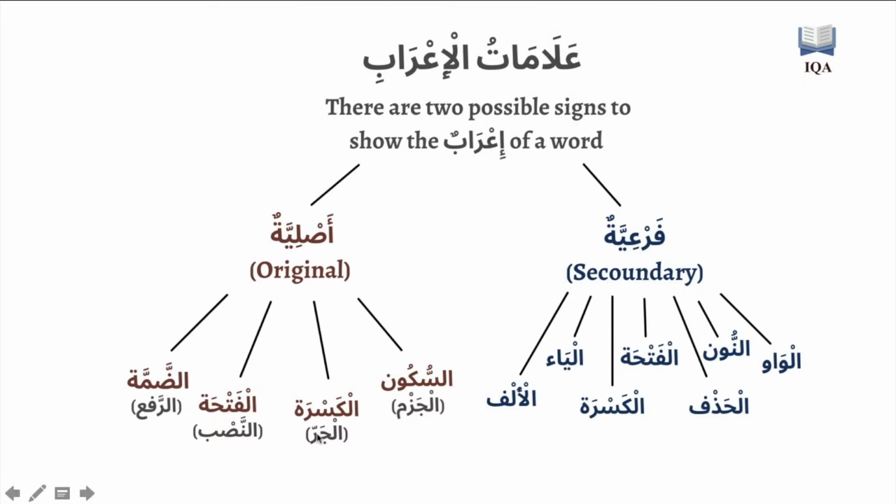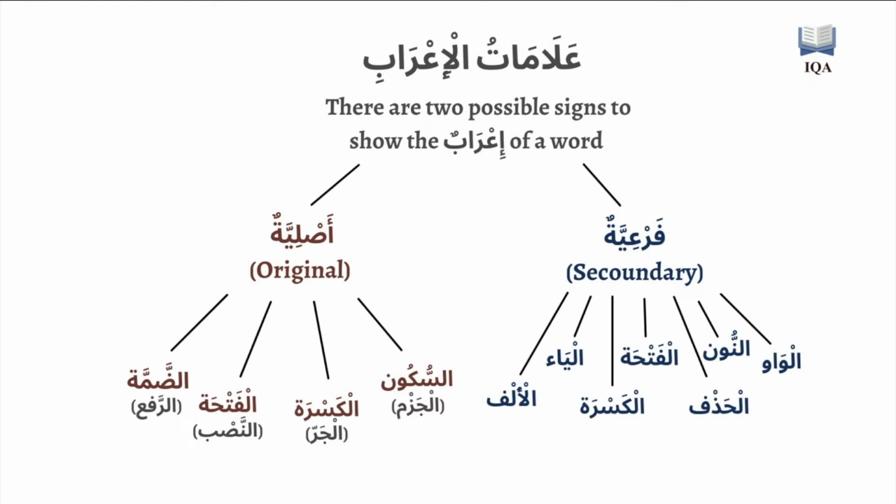But now there are some words that are going to take secondary signs. So instead of taking the dhamma to show that it's marfu', or the fatha to show it's in the position of nasb, or the kasra to show that it's in the position of jar, or the sukun, but rather it's going to take one of these signs you see here, so one of the secondary signs to show their i'rab, to show their grammatical ending, if you will. So that is what علامات الإعراب is, and there are two different types of علامات الإعراب.